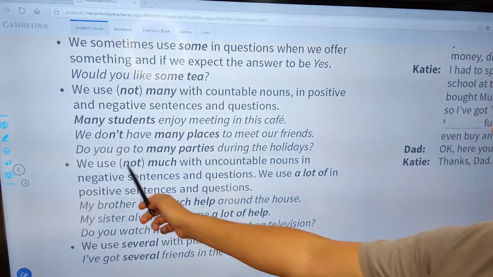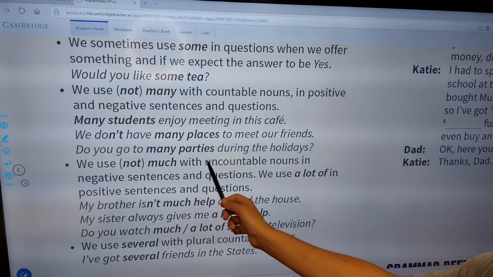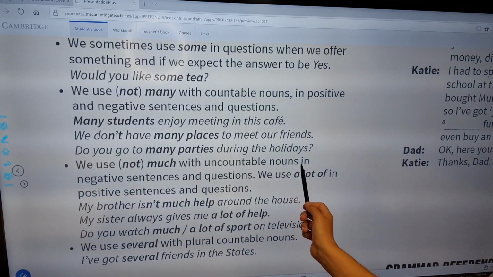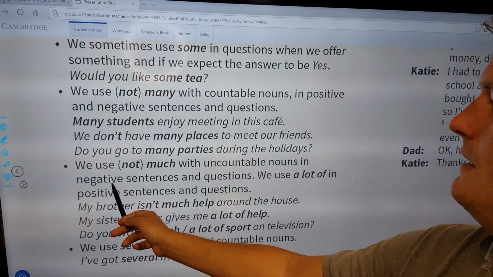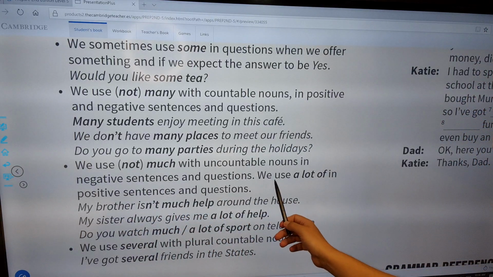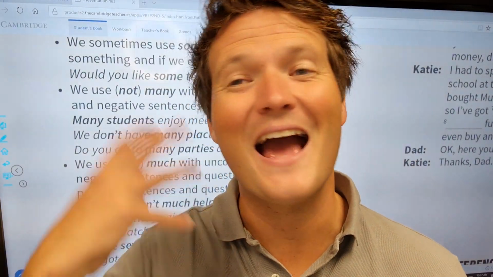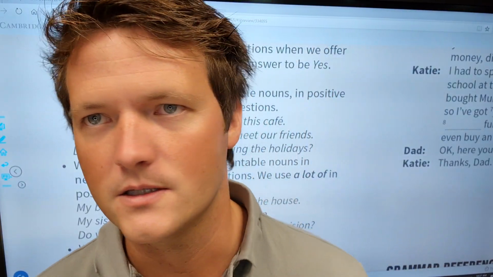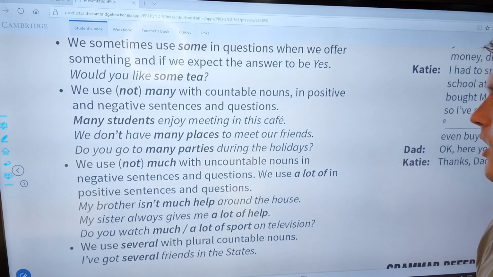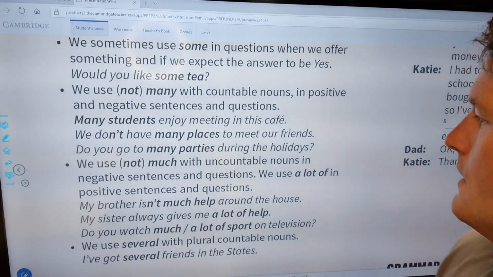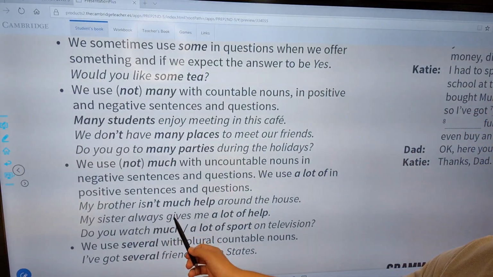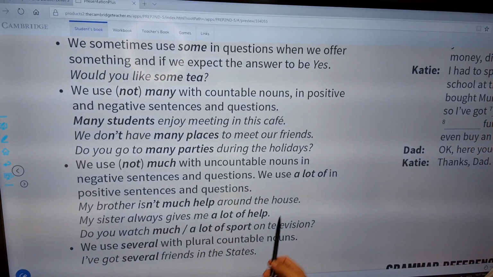Look, we use much or not much with uncountable nouns, in negative sentences and in questions. We use a lot of in positive sentences and in questions. It sounds very strange, very antiquated if we use much in a positive sentence. It doesn't sound right to a native speaker. It sounds odd. So, for example, here, my brother isn't much help around the house.